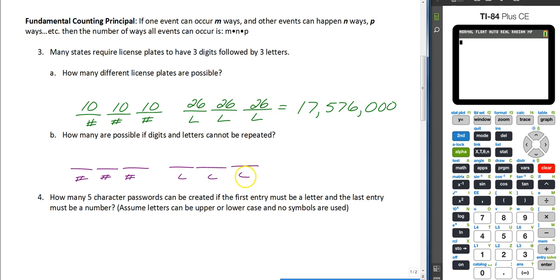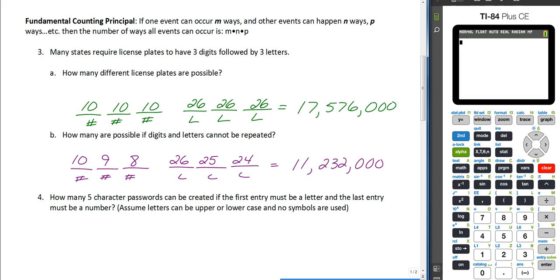However, after you have 10 choices for the first number, you only have 9 choices for the second, and then 8 for the third. With our letters, we have 26 choices for the first letter, but since we can't repeat, we only have 25 for the second and 24 for the third letter. So it's very similar, but you just have to take into consideration that something has already happened. So that would give us 11,232,000 different combinations if we are going to use the letters without repeating and numbers without repeating as well.